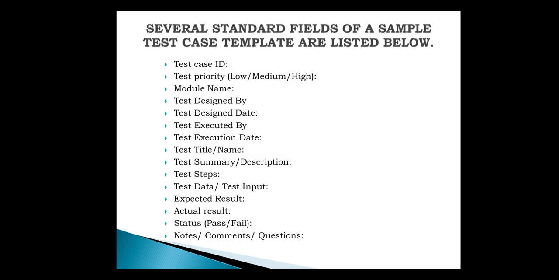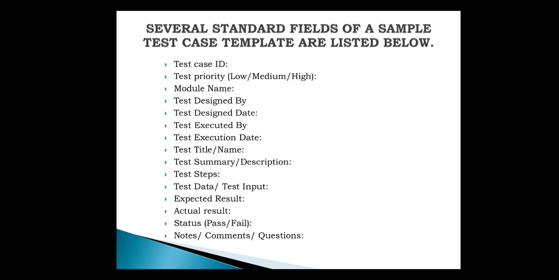Next is dependencies. Here you need to mention any dependencies on other test cases or test requirements. Next is test steps. Here you need to list all the test execution steps in detail. Write test steps in the order in which they should be executed. Make sure to provide as many details as you can.